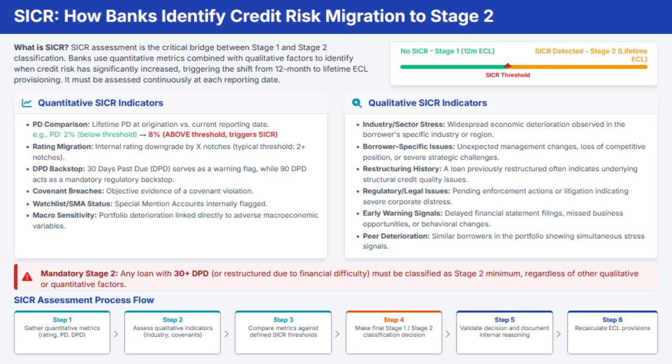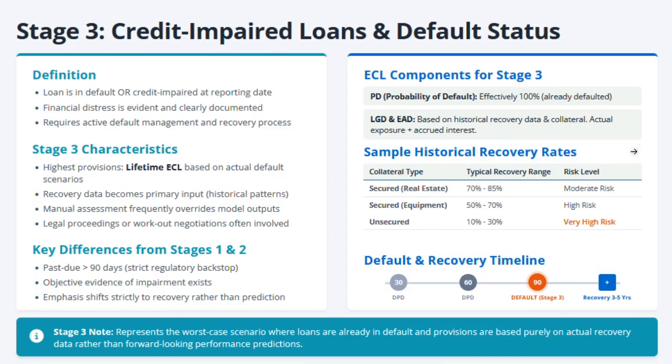You need to then compare the metrics against the defined SICR thresholds and make the final stage 1 or stage 2 classification decision. Then you need to validate the decision, document the internal reasoning, and then recalculate the ECL provisions. Stage 3 applies to the loans that are already in default or credit impaired. These also require the lifetime ECL recognition, which is the highest provision one.